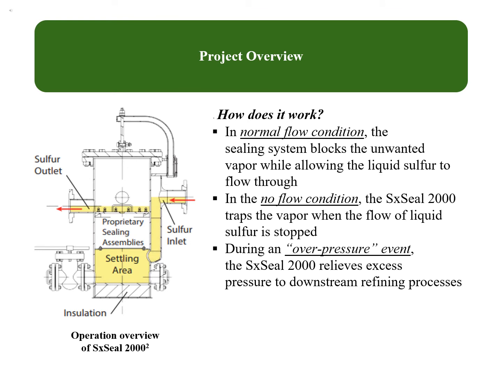This sealing system is able to operate under 3 distinct conditions. During normal flow, the system blocks unwanted vapor flow while still allowing the liquid sulfur to flow. When no flow is occurring, the system traps the unwanted vapor within the system. For an overpressure event, the system will relieve excess pressure to the downstream refining process.